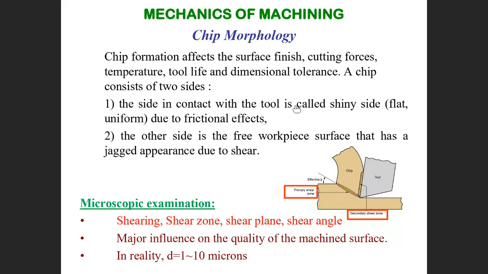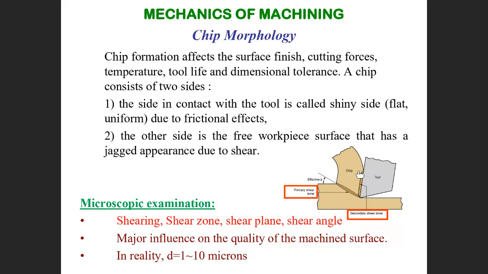Okay, we were talking about the machining last time. We stopped here about the chip morphology. Chip is a part of material being removed from the machining. Whenever we do cutting, whenever we do machining, the part of material being removed, we call it chip.